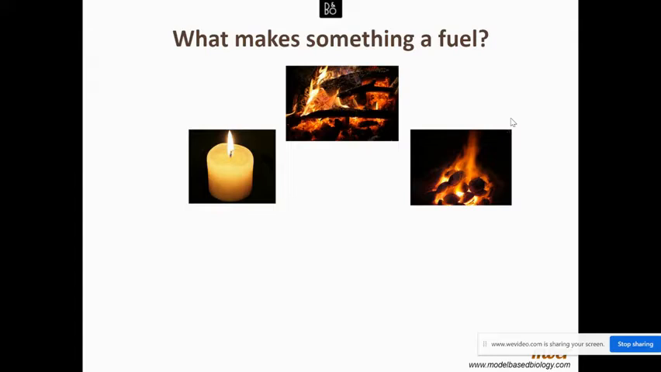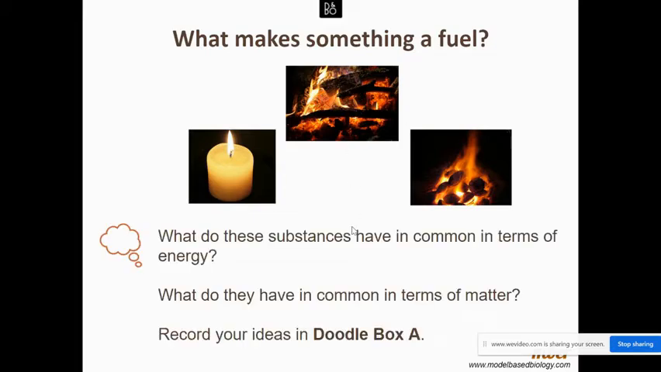So if these are the fuels, like I said, a candle, but we want the actual wick, so right here, not the actual wax around here. You can think of logs, coals, anything that actually will start on fire, paper. What do these substances have in common in terms of energy or in terms of matter? Any ideas that you have, you can write in box A before we go through it together.